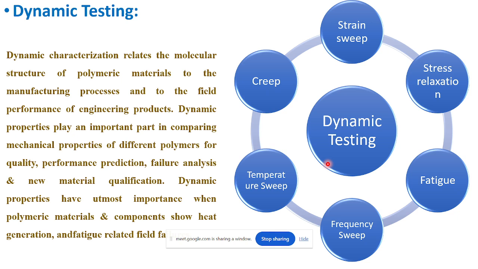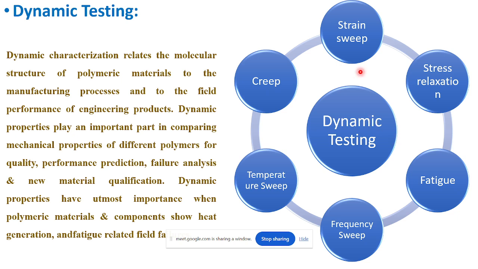So dynamic properties play an important part in comparing mechanical properties of different polymers for quality, performance prediction, failure analysis, and new material qualification. Dynamic properties have utmost importance when polymeric materials and components show heat generation and fatigue related heat. And also, when you are doing the dynamic test, when a car is running, the tire is already in a very hot condition. So temperature generation is there, heat generation is there.